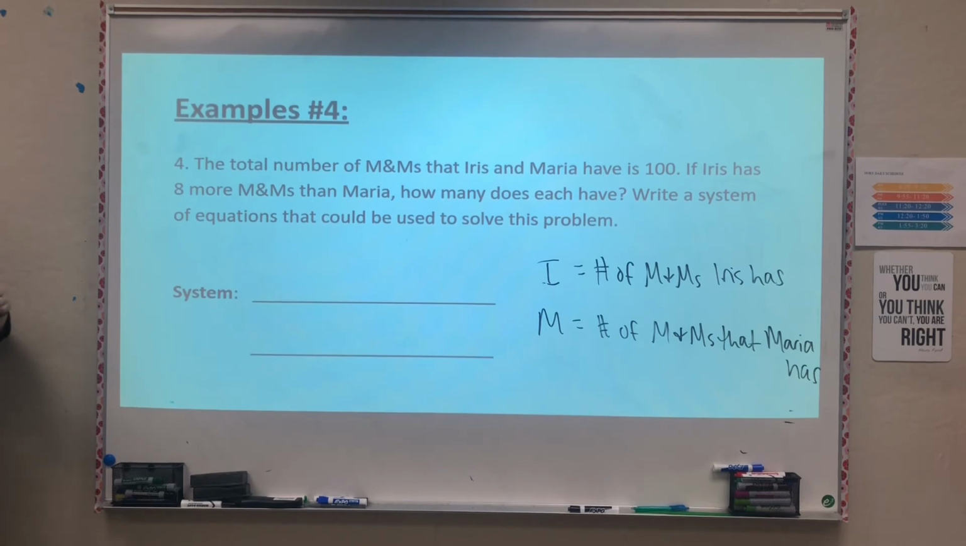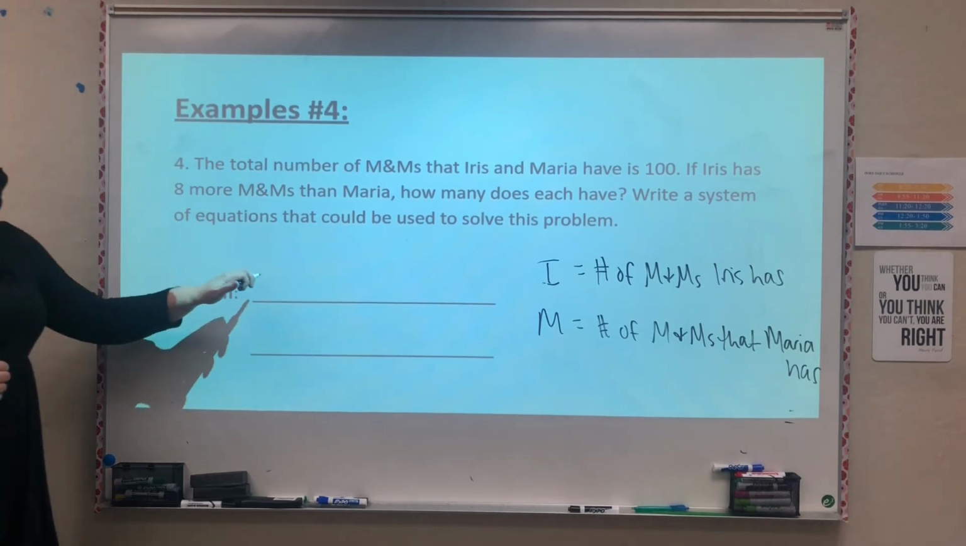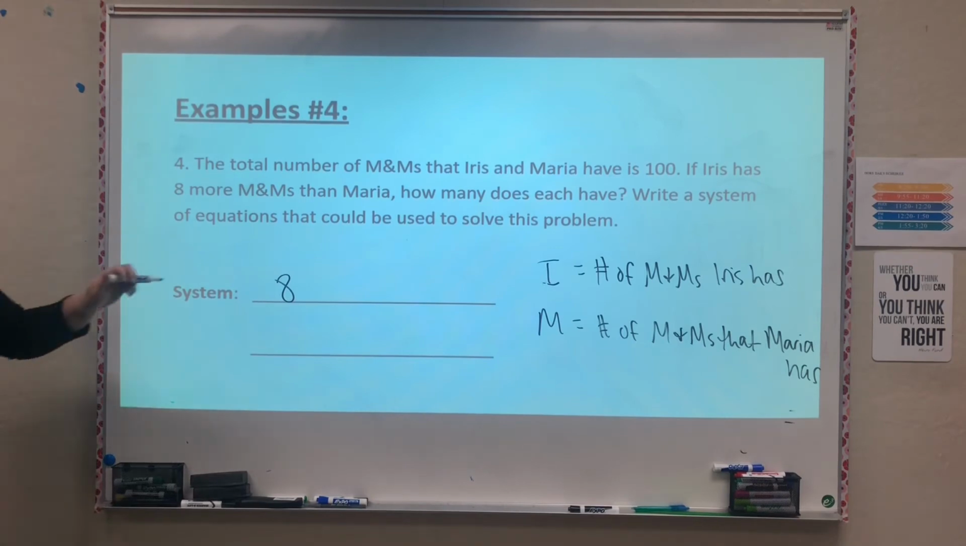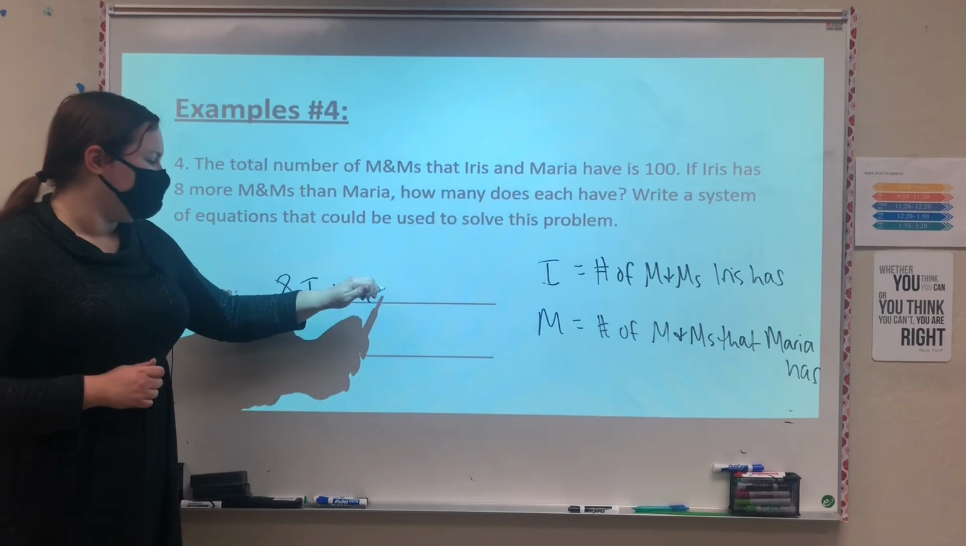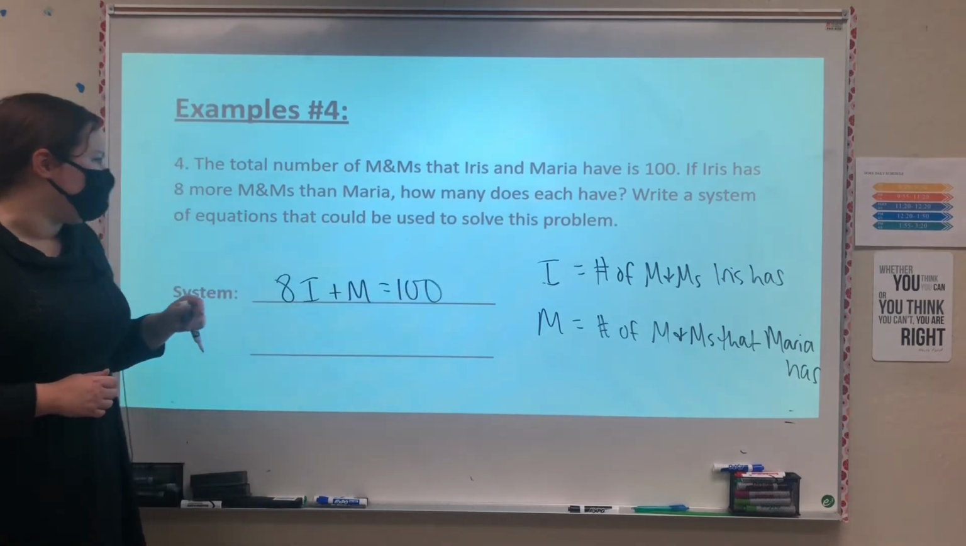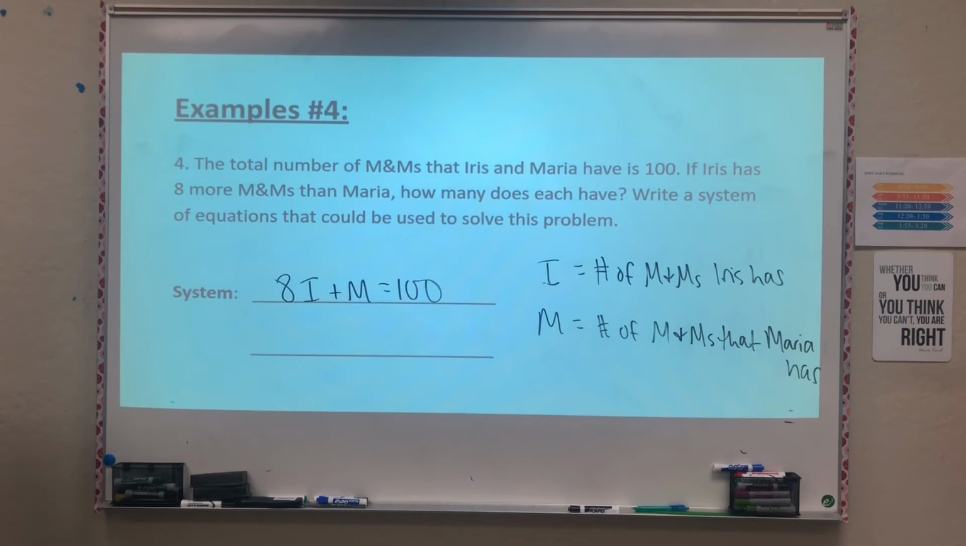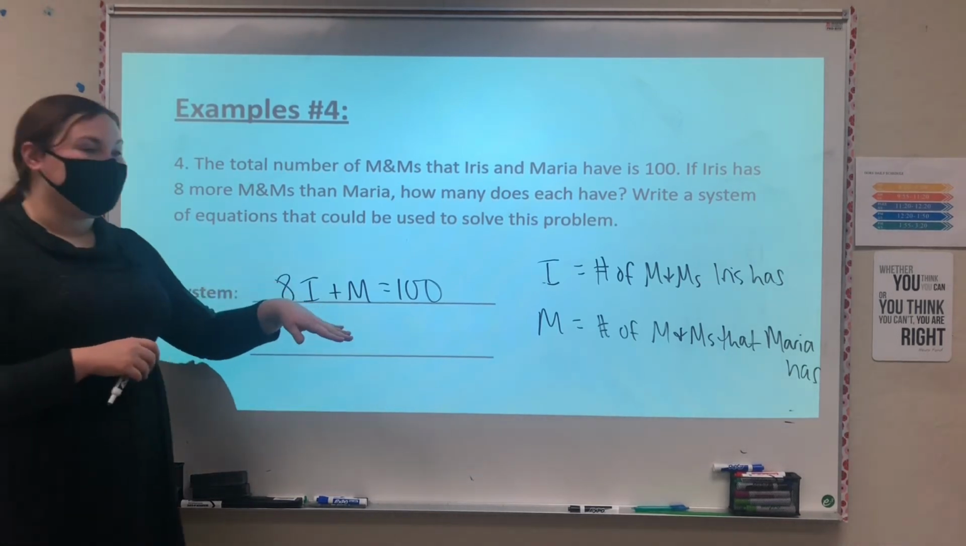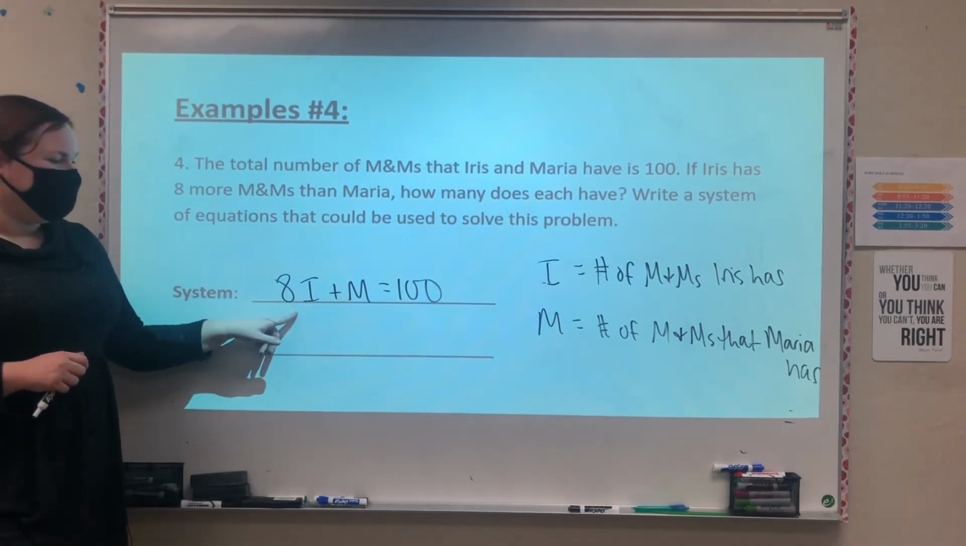So one of the equations you could do could be 8i plus m equals 100. What's this equation here saying? Well, no. I heard you change your mind, but let's still talk through what this equation here is saying.